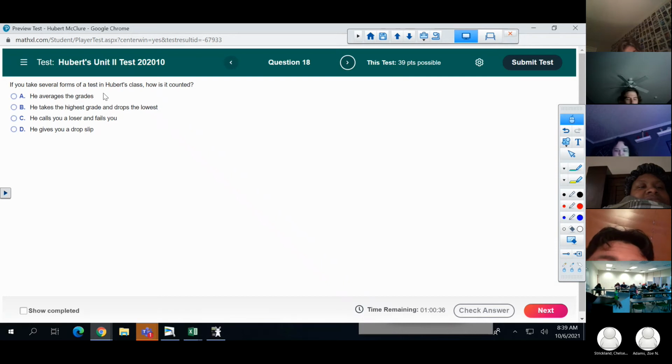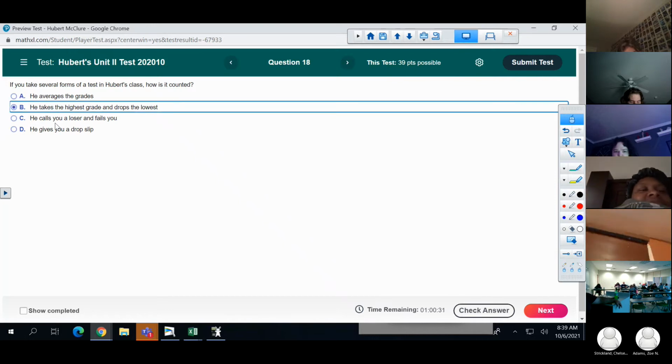If you take several forms of a unit test in Hubert's class, how is it counted? He takes the highest and drops the lowest.